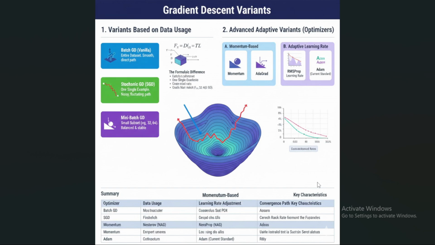And the third one is gradient descent variants. So gradient descent variants, what is this? Variants based on the data used and advanced adaptive variants optimizer. This gradient is an overview of the optimization landscape. All gradient descent variants aim to minimize the loss function by updating model parameters, but they differ in how much data they use and how they update the parameters.